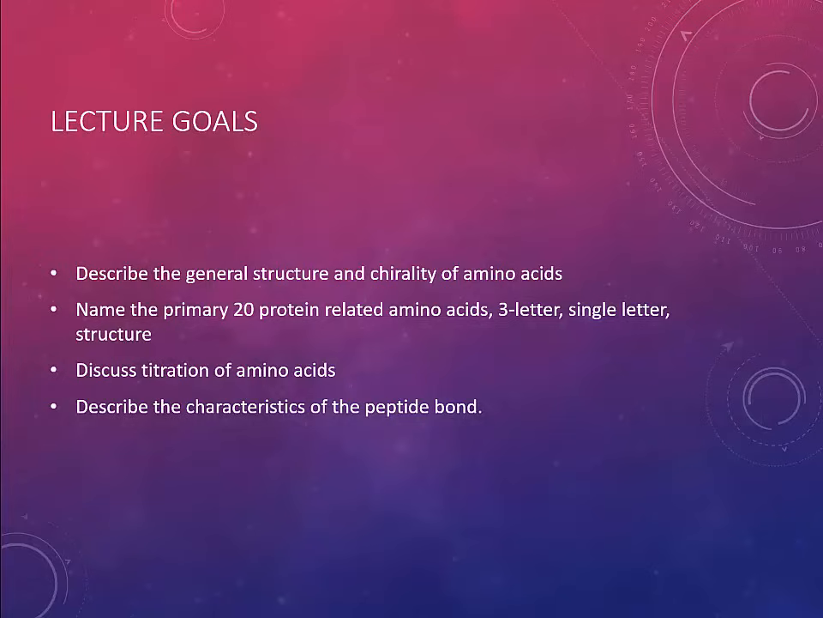At this point, you should be working on describing the general nature of amino acids, including chirality and the basic concepts of their structure. Also, you should begin memorizing their structures, names, three-letter abbreviations, and single-letter abbreviations.